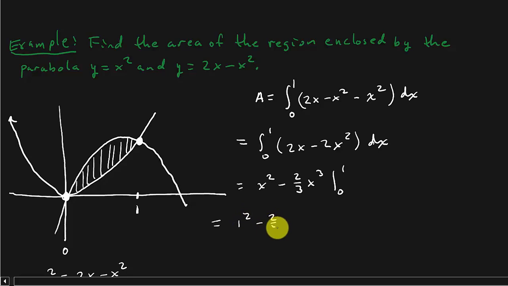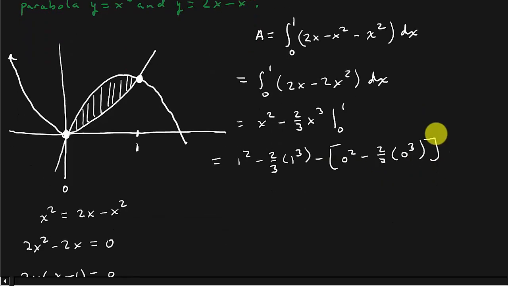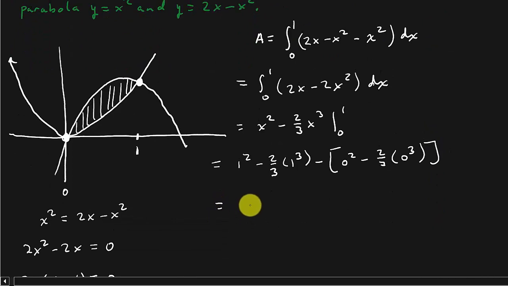Which is going to be 1 squared minus 2/3 times 1 cubed, minus... Now on this part, we really don't need to show this part, but I'm going to, because you know when you plug 0 in for x, this is just going to be 0. Okay, but let's just go ahead and plug it in. So that's 0 squared minus 2/3 times 0 cubed. And so this is going to give us an answer. That's going to be 1 minus 2/3, which is 1/3. And that's your area.